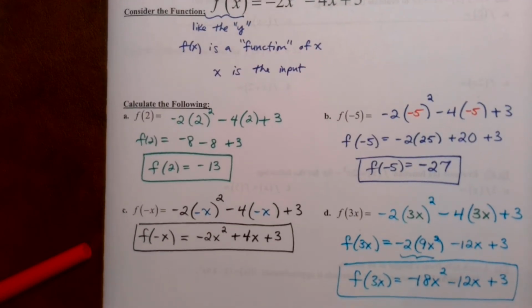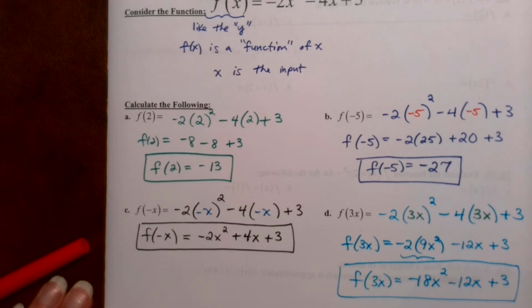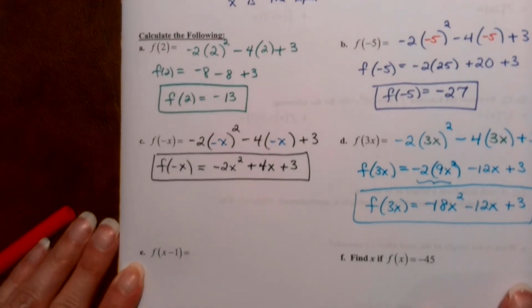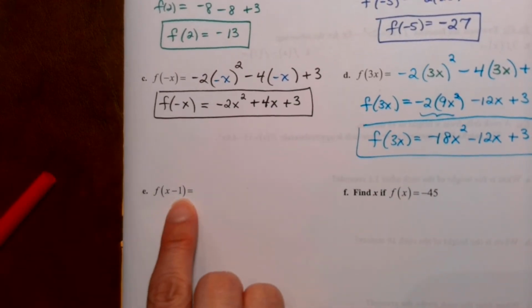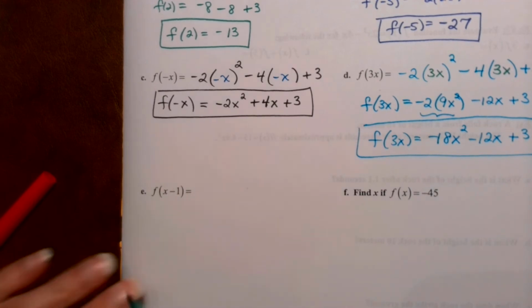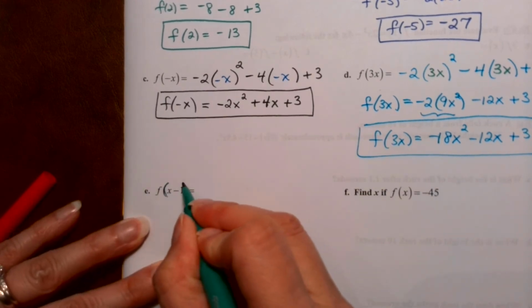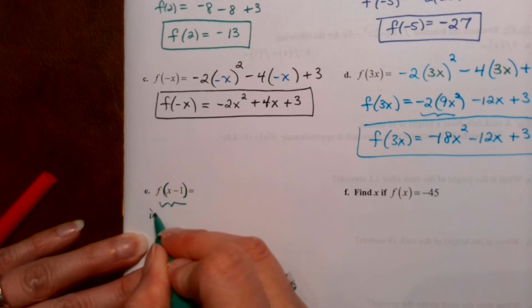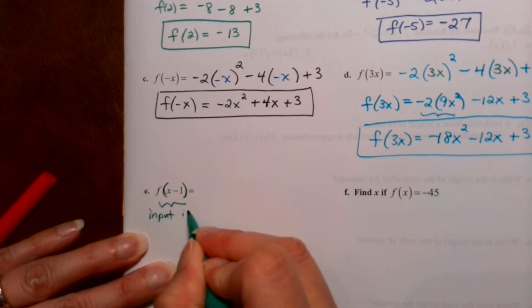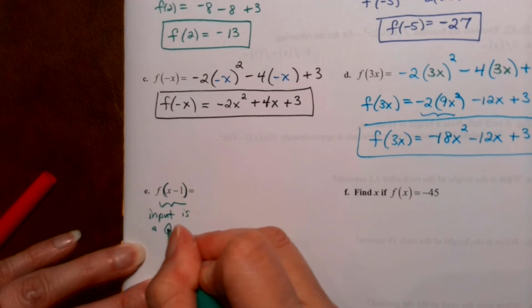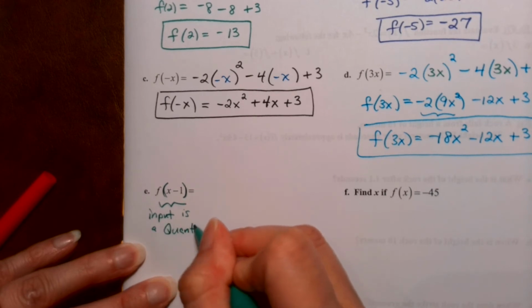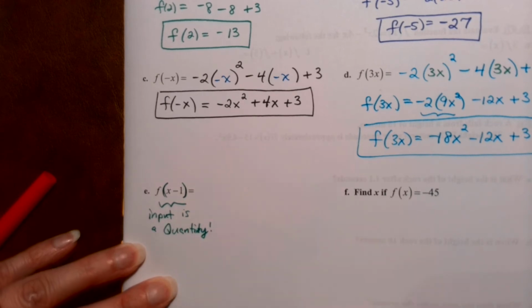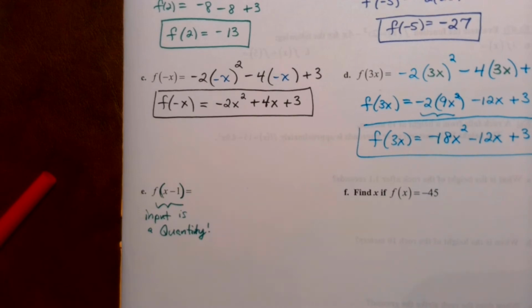Okay, we have some interesting ones here at the end. Letter E, the difference is the input, right here, like this, f of x minus 1. The input this time is a quantity. The input is a quantity. That is possible. That can certainly happen.